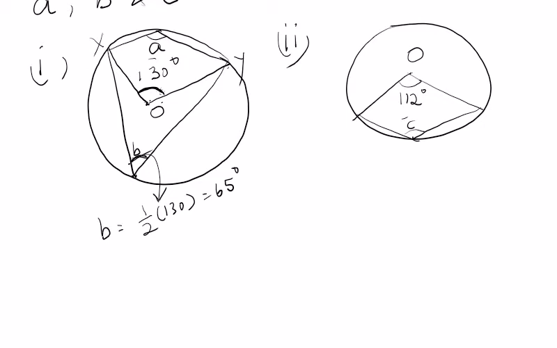In a cyclic quadrilateral, the opposite angles are supplementary. Okay. So therefore A plus B is 180. So B you know is 65, so A will be 180 minus 65. What is the reason? Opposite angles of a cyclic quadrilateral are supplementary. You followed? So let us write down the statements.